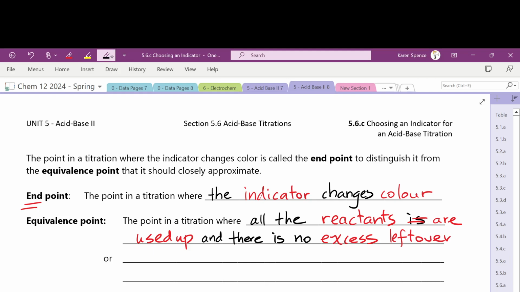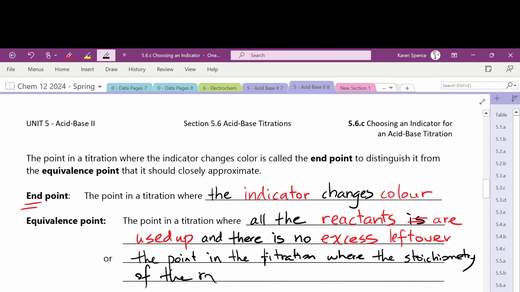Okay? Another way of saying it, if you prefer, I kind of like this way, it's where the stoichiometry of the reaction is perfectly fulfilled. We wanted a 2-to-1 ratio, we get a 2-to-1 ratio. We want a 3-to-4 ratio, we get a 3-to-4 ratio. It is the point in the titration where the stoichiometry of the reaction is perfectly fulfilled. I spelled fulfilled wrong, but that's okay.